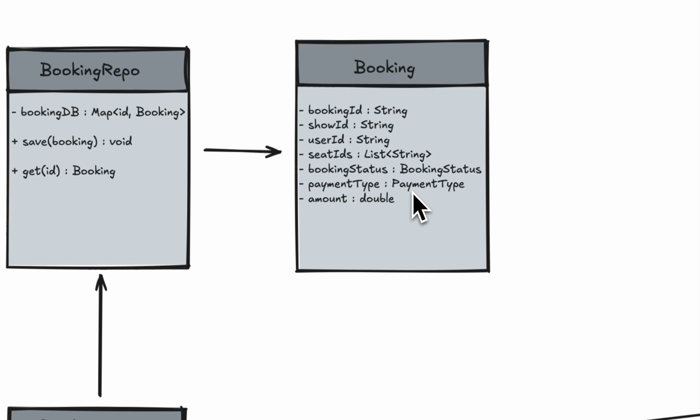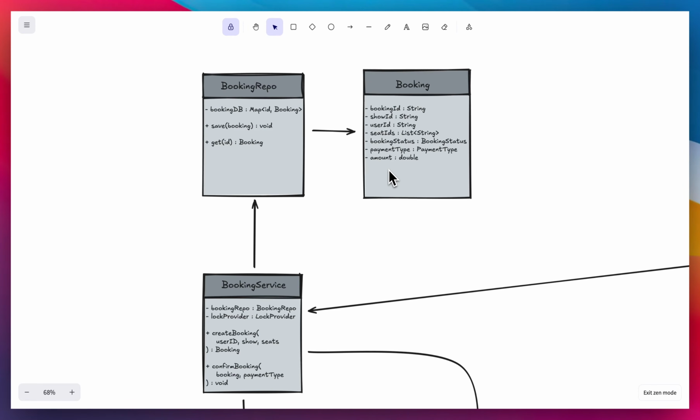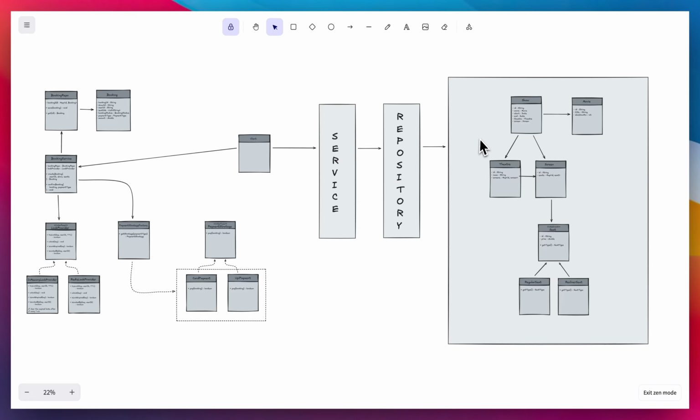And we also have this payment type. So the user will select one payment, right? UPI payment or card payment. So accordingly, we would be having the payment type. And this amount represents the total price of all the seats which you have selected. Okay. So I hope now you understood each and every class.